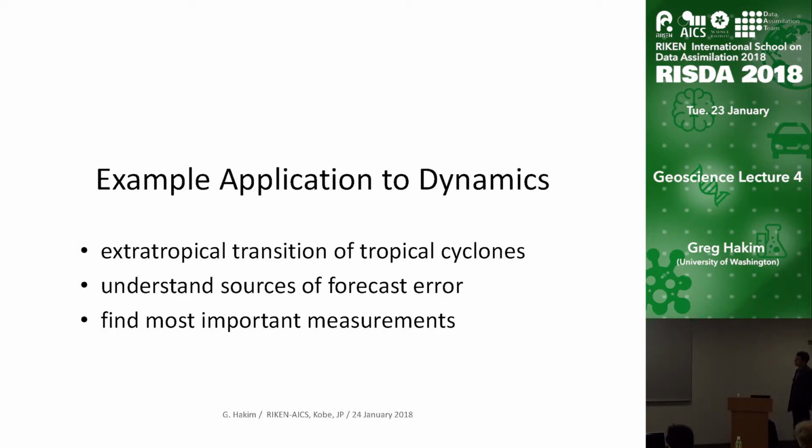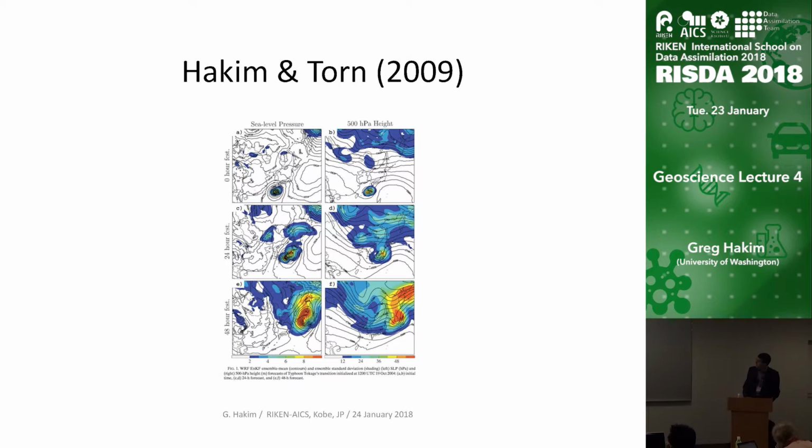The next thing I'd like to show is how to apply this to system dynamics. And here I'll talk about weather now, the extratropical transition of tropical cyclones. I'm sure around here you're very familiar with these things. Tropical cyclones form over the subtropics and the central and western Pacific. They wander to the west, recurve, and then they affect Southeast Asia quite frequently during the warm season. And we're trying to understand sources of forecast error and also to find the most important measurements. Those are kind of the three goals.